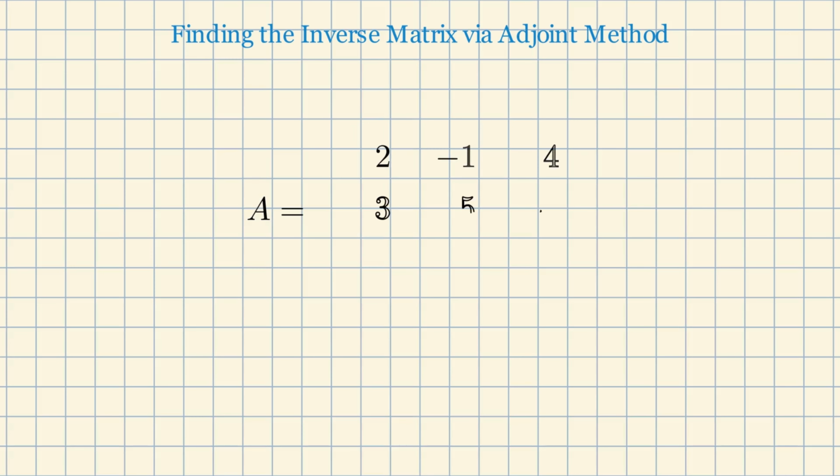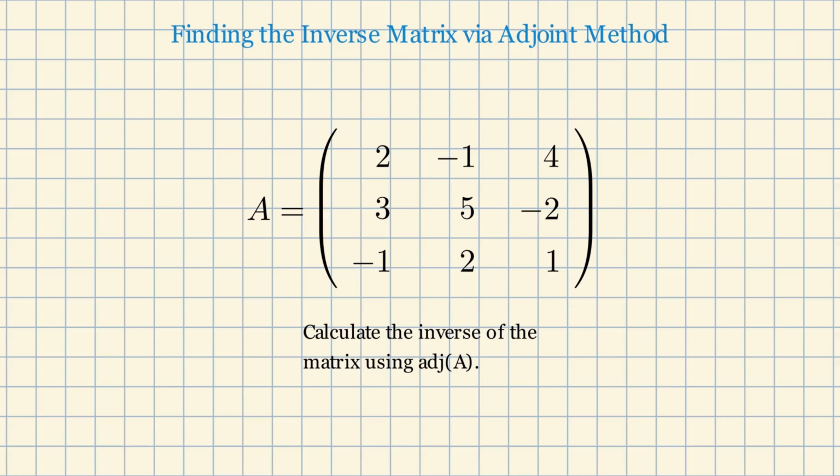Let's look at the question now. The question gives a 3 by 3 A matrix and asks us to find the inverse of this A matrix using the adjoint matrix method. The first step to solve this is to find the determinant. There are two methods to find the determinant of 3 by 3 matrices.